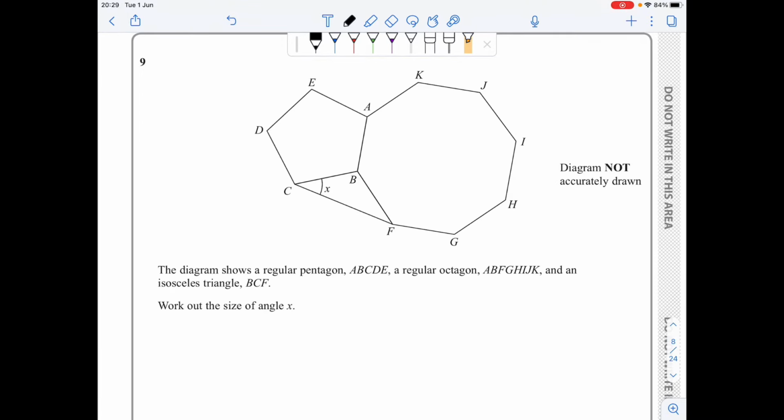In question 9, I have a regular pentagon, a regular octagon, and an isosceles triangle. I need to work out the angle X. I will start by finding the interior angle of the pentagon and the interior angle of the octagon. Then I will find the third angle at that point, and then I will use the isosceles triangle to find X. Before we begin, let's remind ourselves of the formula for finding the interior angle of a regular polygon.